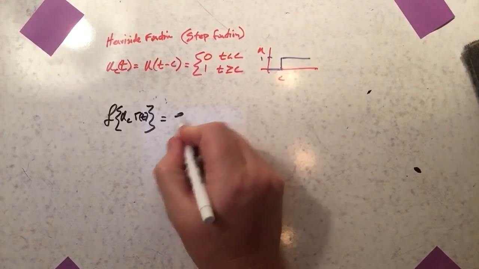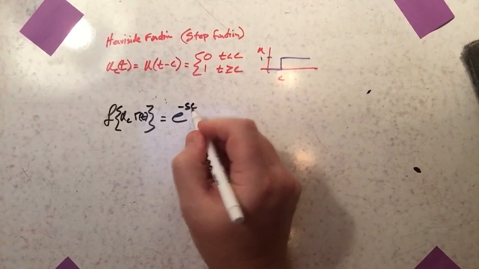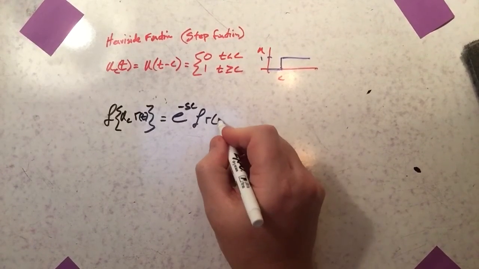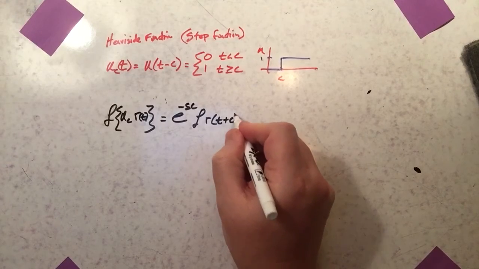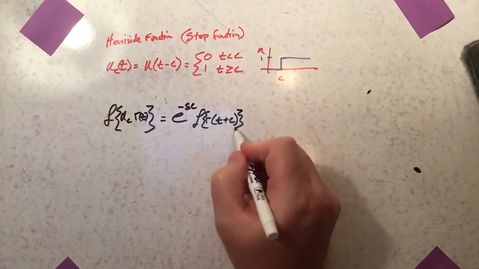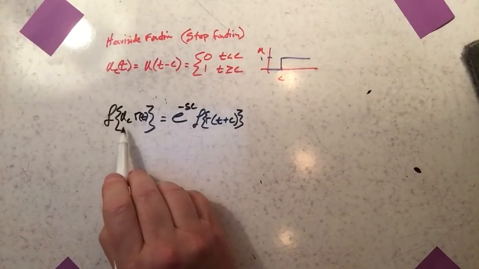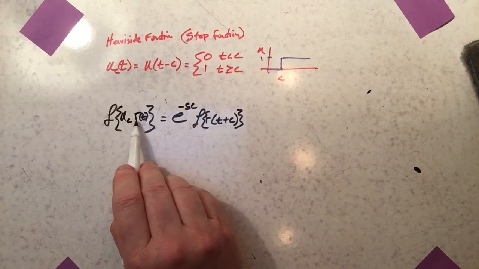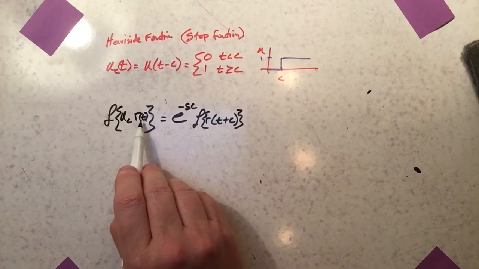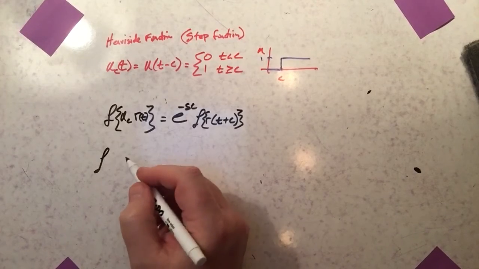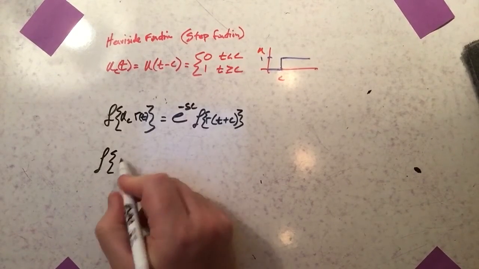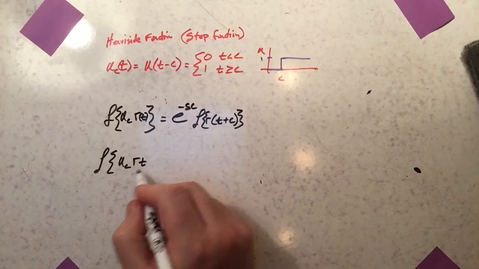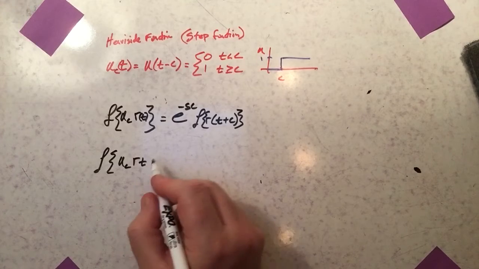This is equal to e to the negative sc times the Laplace transform of whatever r is shifted. It'll be r of t plus c. So this is the Laplace transform of this version of the Heaviside function impacting the function, so it delays its starting values, but it doesn't delay at the 0 point, okay? And then if we wanted to delay the 0 point as well, we would want the Laplace transform of uc times r of t, in this case it's going to be t minus c.